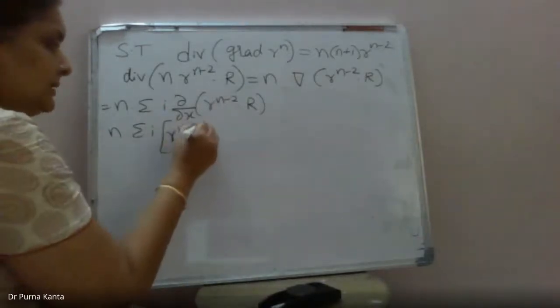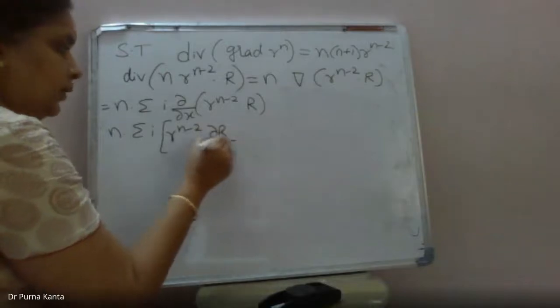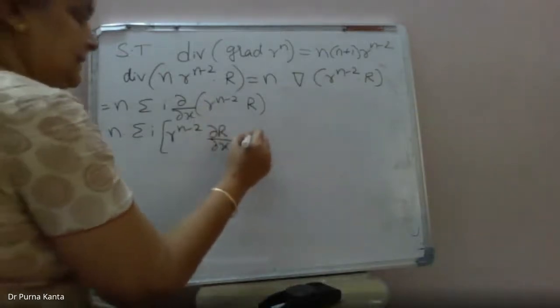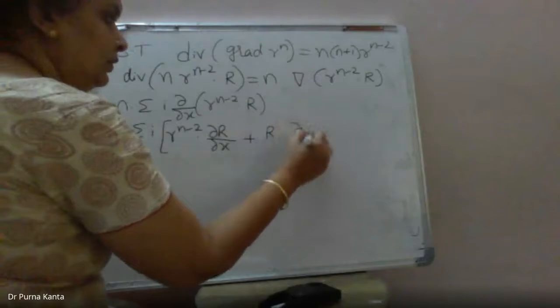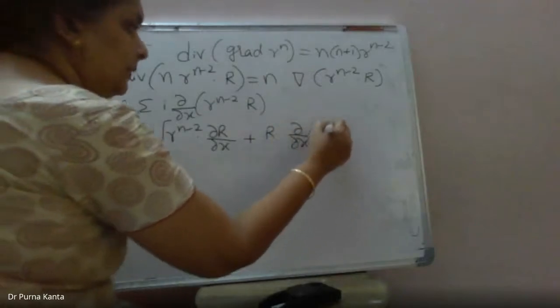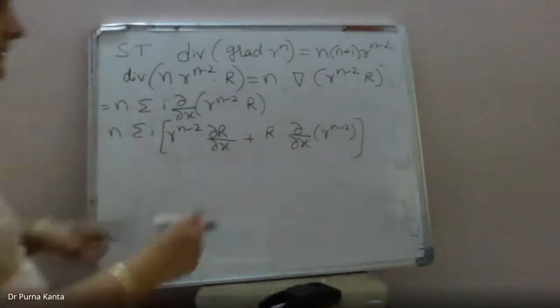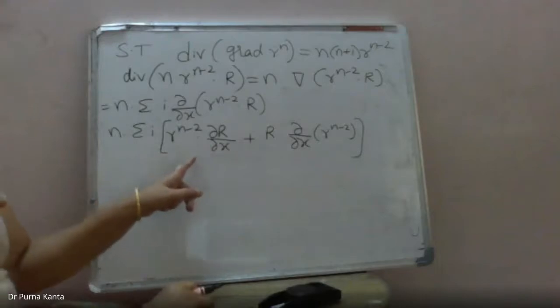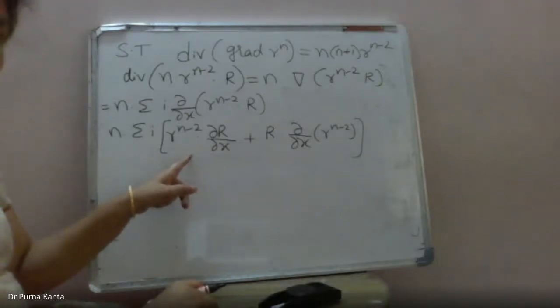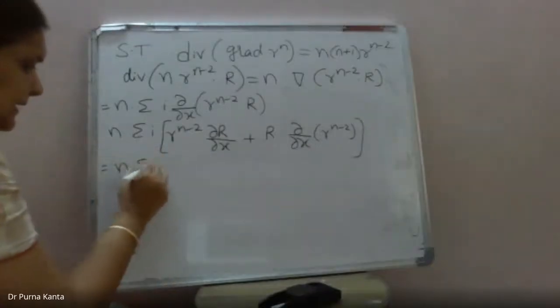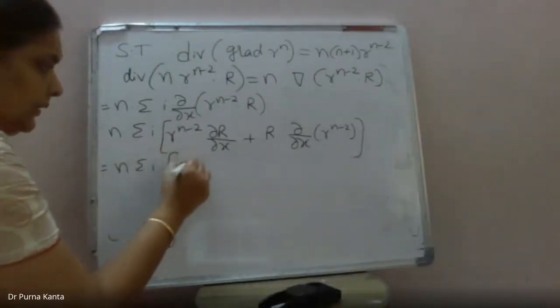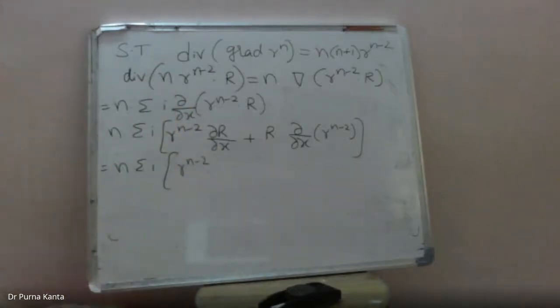R power n minus 2 into dou capital R by dou x plus capital R into dou by dou x of r power n minus 2. Did you understand this step, all of you? So this is n sigma i times r power n minus 2. Can anyone tell me the value of dou capital R by dou x?